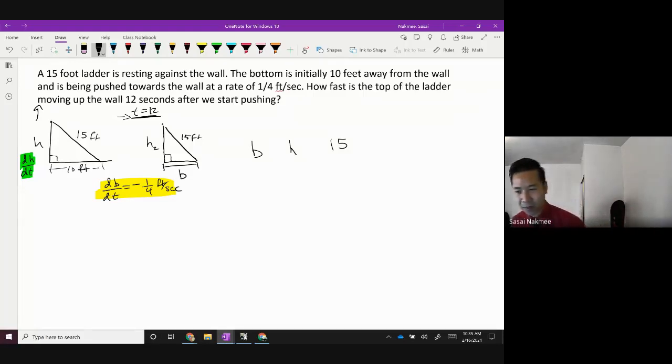A squared plus B squared equals C squared. Pythagorean theorem again, right? The two sides squared added together need to equal the third side squared, because we're assuming this wall forms a 90-degree angle. So b squared plus h squared is going to equal 15 squared. And I'm going to leave it there for now.